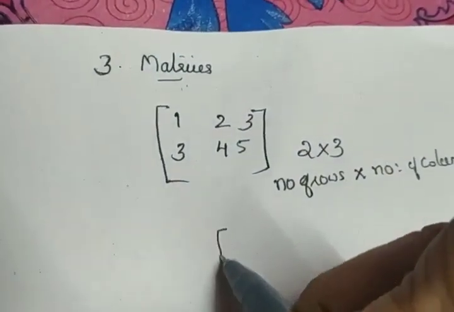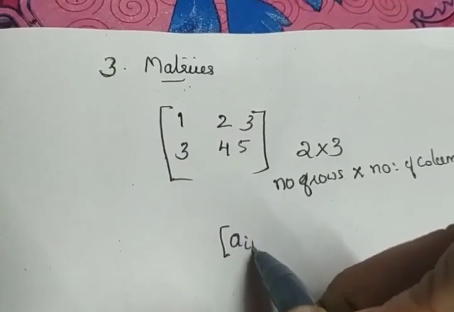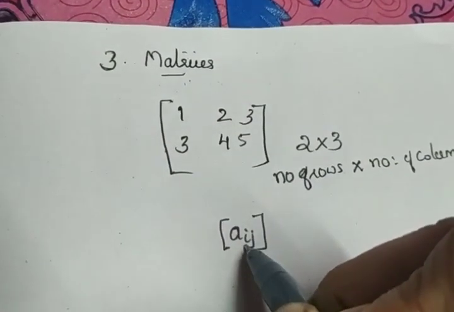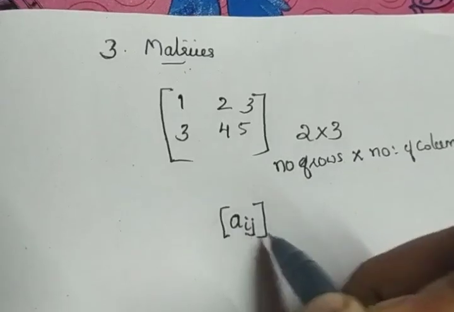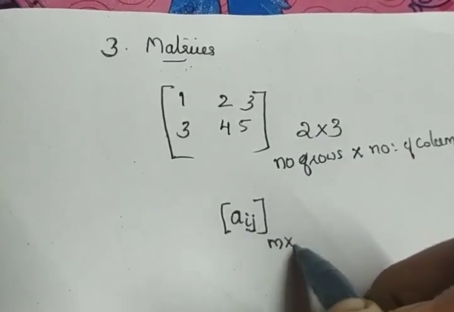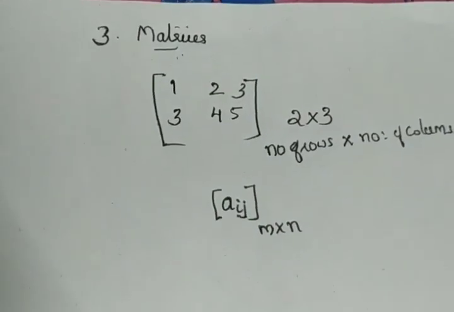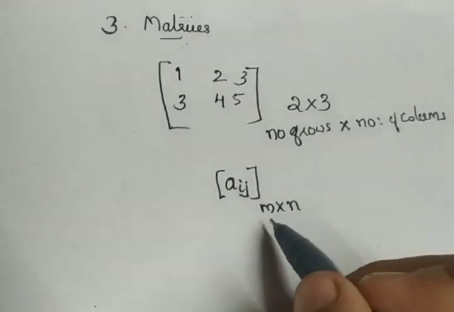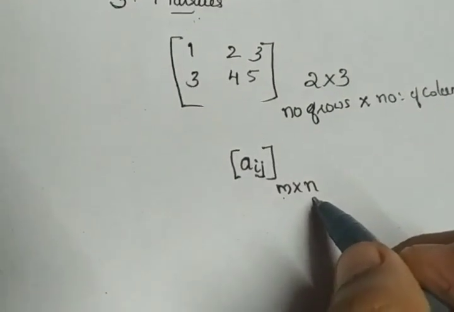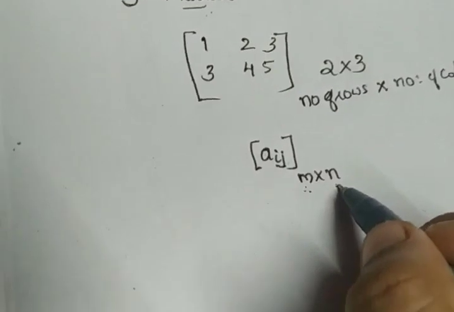In general, we will represent a matrix as A, I, J. I stands for the number of rows and J stands for the number of columns. And the order of the matrix, in general, we will represent as M by N. Okay, so M can be any number, N can be any number. So the order of the matrix is M by N.